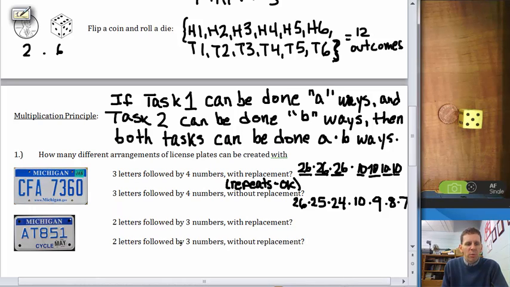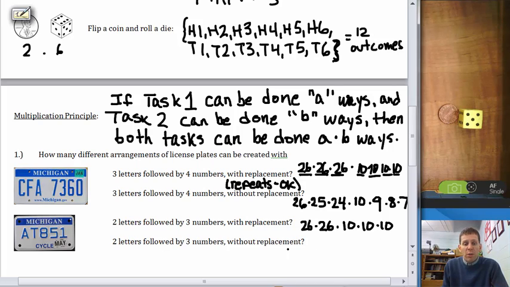Now, what if you have a license plate that starts with 2 letters followed by 3 numbers? With replacement, for 2 letters, the first 2 letters can be anything. You can repeat them, so you have 26 choices for each letter. For your 3 numbers, 10 times 10 times 10. 10 choices for the first digit. You could choose any of the same 10 digits for the second digit or for the third digit.